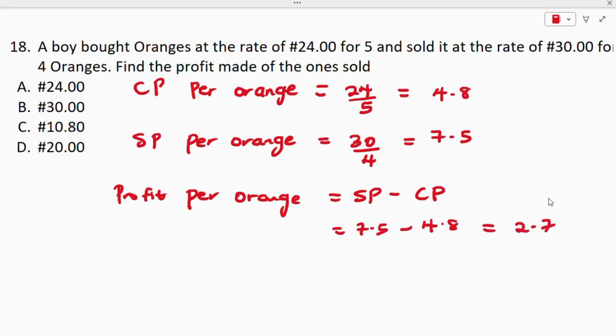So the profit he made for one orange is 2.7 naira. So the question says we are to find the profit made on the ones sold. So he sold 4 oranges at the rate of 30 naira.